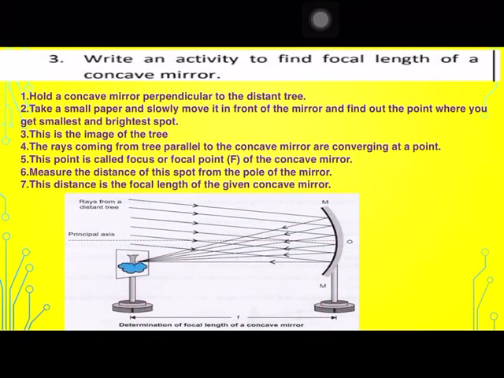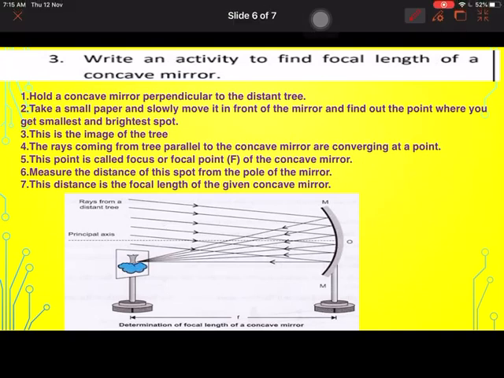Third, write an activity to find the focal length of a concave mirror. So this is the activity. You can hold a concave mirror facing a distant tree, take a small paper and slowly move it in front of the mirror and find the point where you get the smallest and brightest spot. This is the image of the tree. The rays coming from the tree, parallel to the principal axis of the concave mirror, are converging at a point. This point is called the focus. So the distance where the image is formed gives the focal length of the concave mirror. So this is the activity. You have to note it down and draw this diagram also.